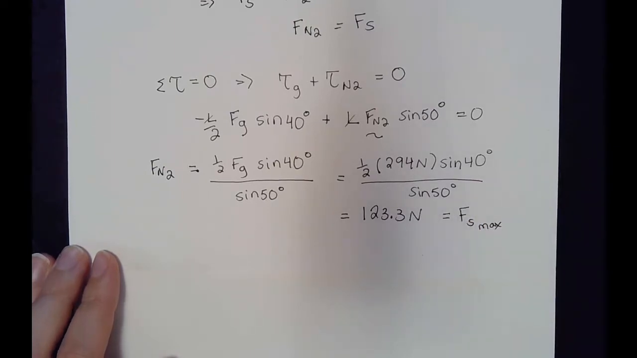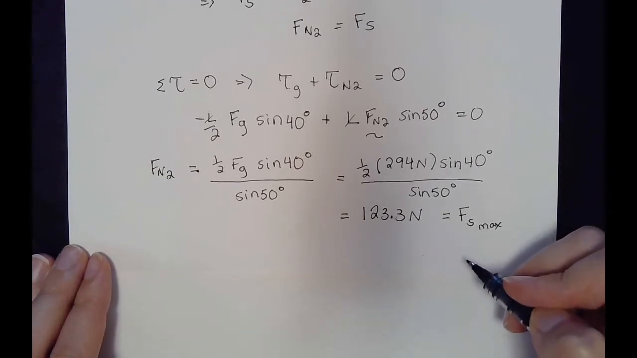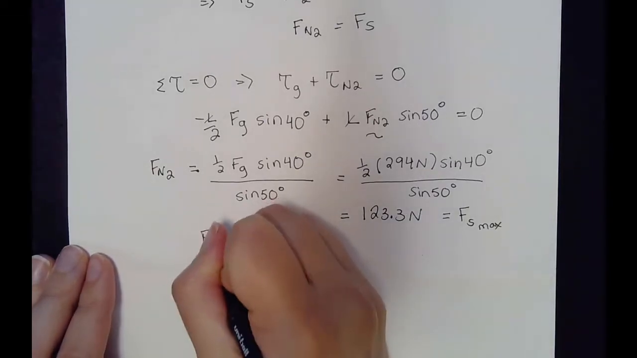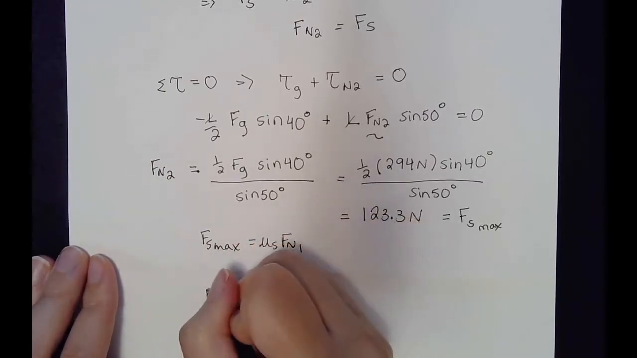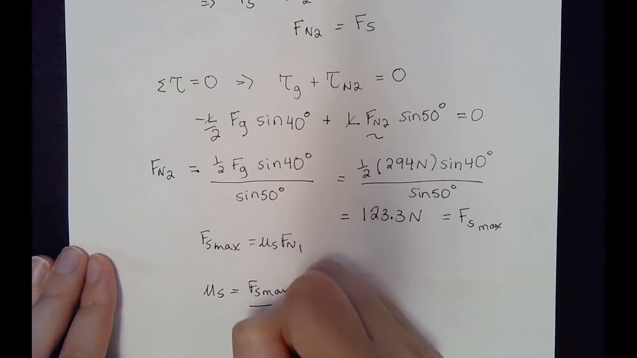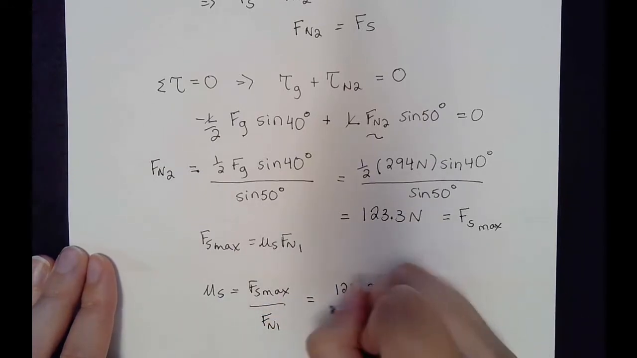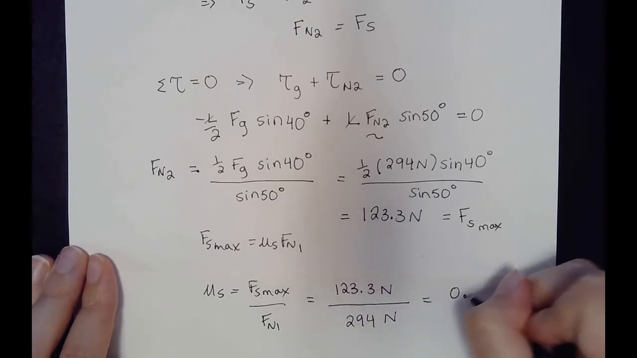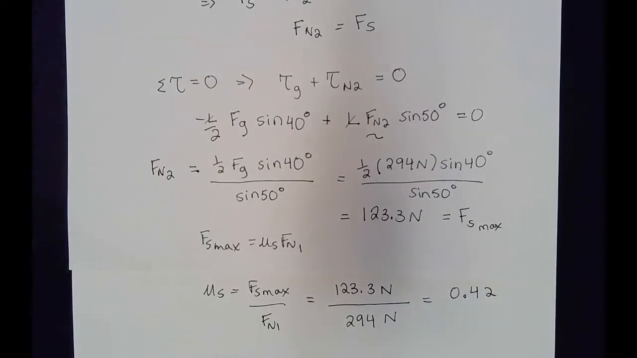and that's going to be the maximum value of static friction here. That's because we want that to be the maximum in order to find the minimum coefficient that can produce that force of static friction. So Fs max equals mu s Fn1. So we'll have mu s equals Fs max over Fn1, 123.3 newtons divided by 294 newtons, which gives a coefficient of 0.42 between the ladder and the floor.